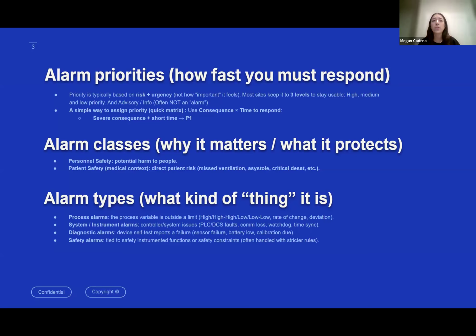As well, there are diagnostic alarms, which are more of a device self-test that failed. This indicates sensor failure, or maybe a battery's low, or calibration's due. These system component-based alarms are more diagnostic than they are system or instrumental separately. Then you have, of course, safety alarms. These are tied more to the safety of the instrumental function of the device. I like to think of these often as very strict, very constrained, because they're based off of handling and usage, which takes into consideration risk mitigation and patient harm.